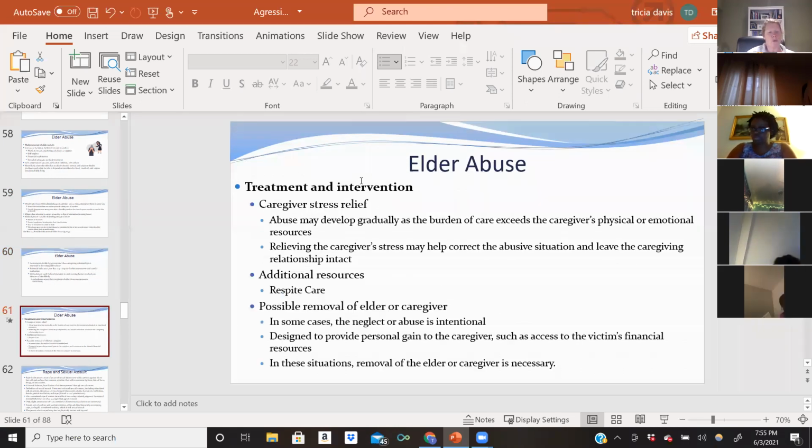So, treatment and intervention. One of the things we talked about was that sometimes the caregivers may neglect their loved ones, but it might not be intentional. It can be a big burden to care for these patients. They might not have the education or the resources to properly care for them. Maybe they're trying to do the best they can. Maybe they have to work and they have a caregiver coming in who isn't taking care of them. So we want to look at the caregiver and assess for any type of stress. If there is any kind of stress there, we want to offer them some type of relief.